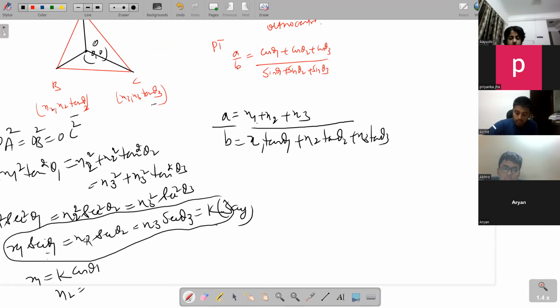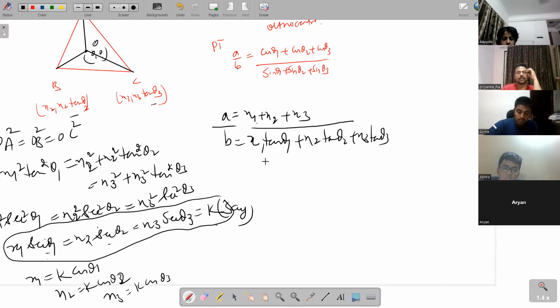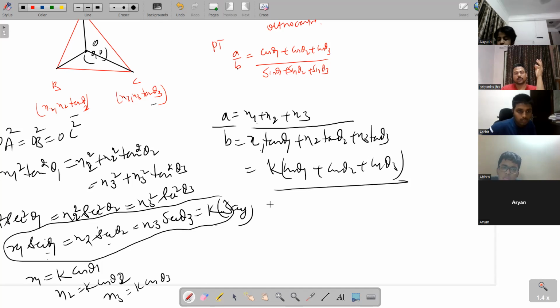This can be written as x2 by cos theta 2 equal to k, so x2 is k cos theta 2. And x3 is k cos theta 3. Just put over here. X1 is k cos theta 1, k can be taken common, and then this is cos theta 3. Put over here x1, that is k cos theta 1.